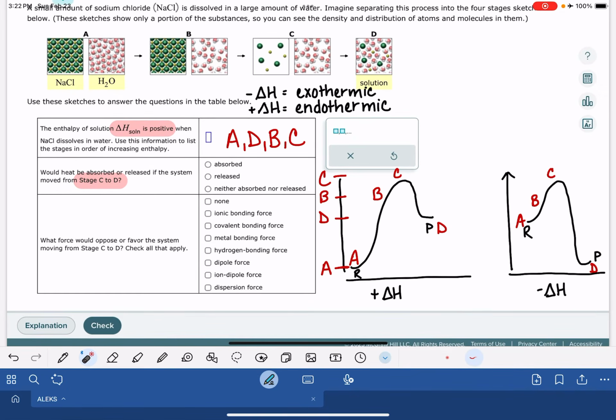And then once you've identified what it is asking, just read that off of the diagram. So mine is asking about going from C to D, which is a release of energy because I'm moving down the energy diagram. If it was asking me about going from stage A to B, whether it was exothermic or endothermic, I would say that that would be energy being absorbed.